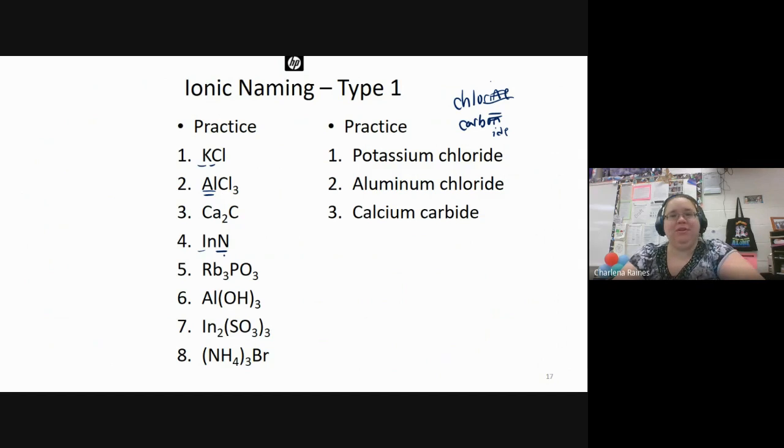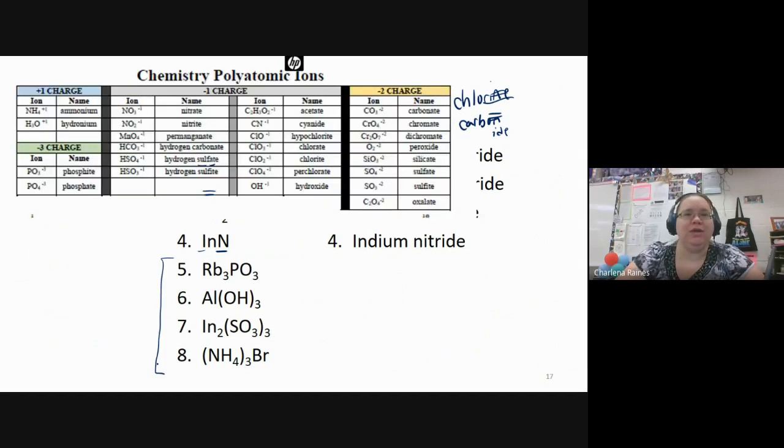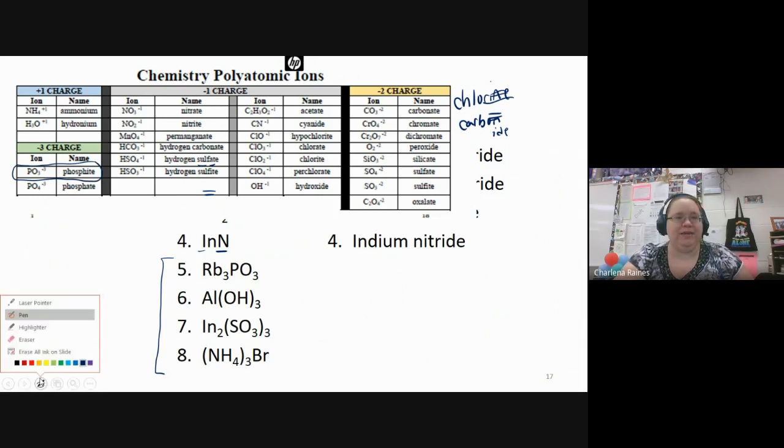Number 4, InN. 2 capital letters tells me that I'm looking at just elements. In is indium. Nitrogen, we keep the nit and replace the rogen with ide, so nitride. So the next 4, notice, have 3 or more capital letters. That means I have to look at my polyatomic ion sheet. So I cheated and I took it and I stuck it on the screen. Either way, Rb is rubidium. PO3, my cheat sheet tells me, is phosphite. So that thing all together is called rubidium phosphite.